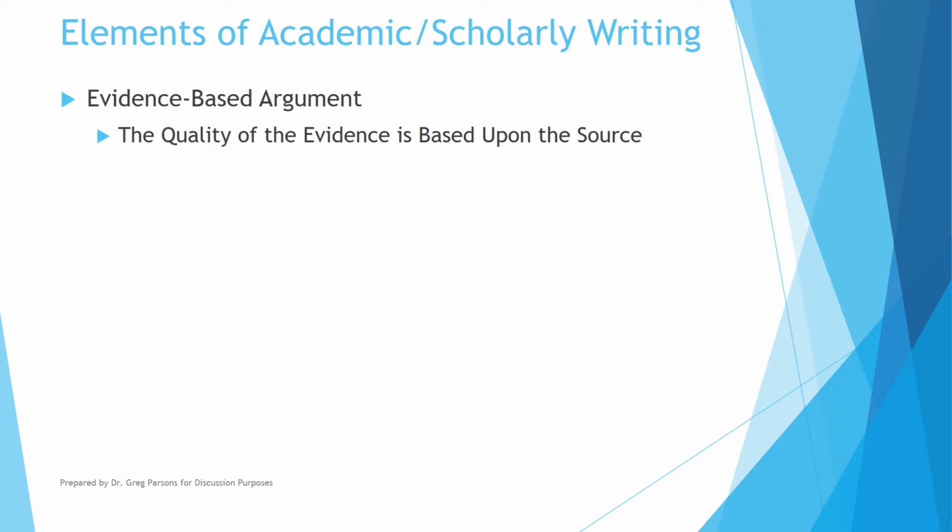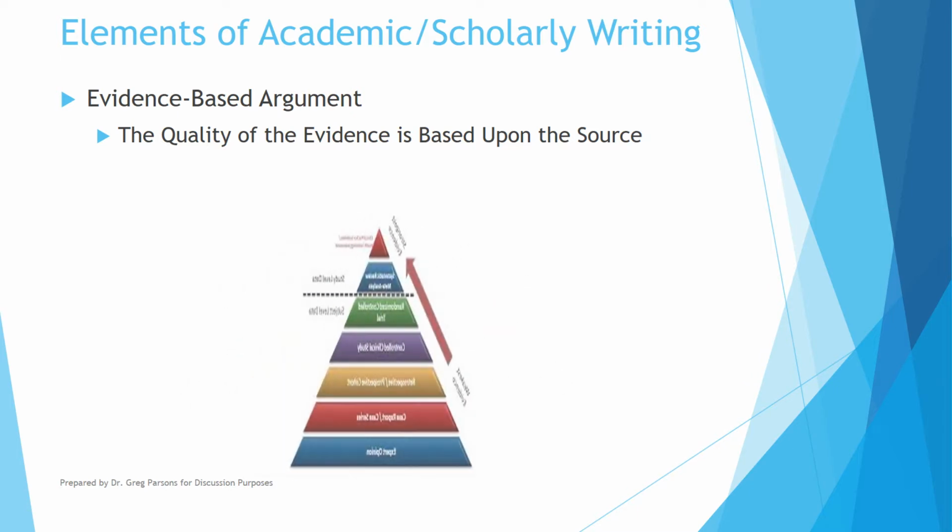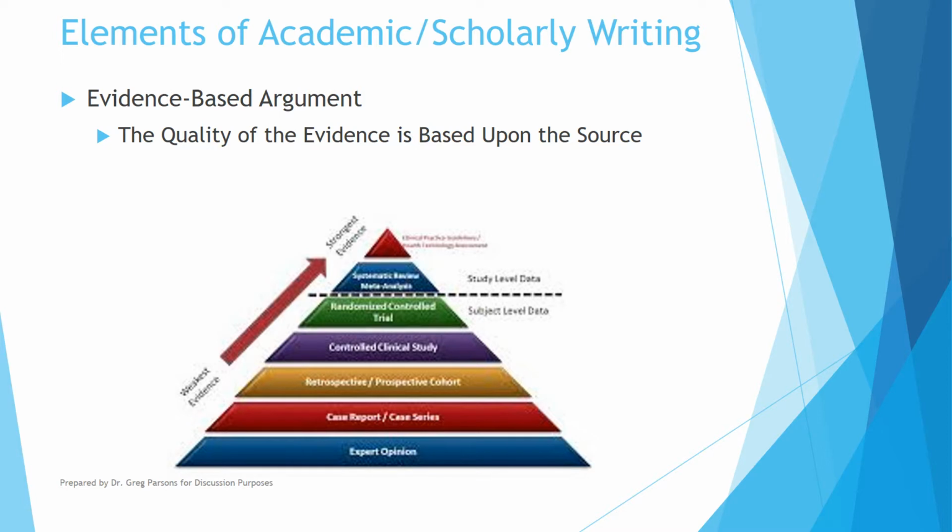The style of writing is evidence-based argument, and the quality of the evidence is going to be based upon the sources that you use. So for example, here's a pyramid of different types of evidence that would be used. The weakest evidence is at the bottom where we see it's expert opinion, and then above that we have case report, then retrospective, and then controlled clinical study and randomized controlled trial. So all the way up to the top where the evidence is strongest.